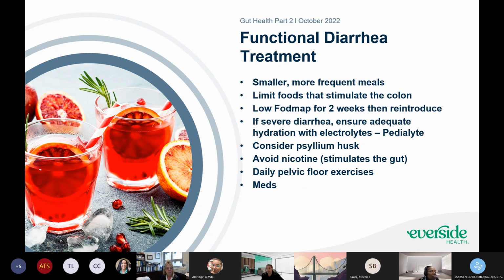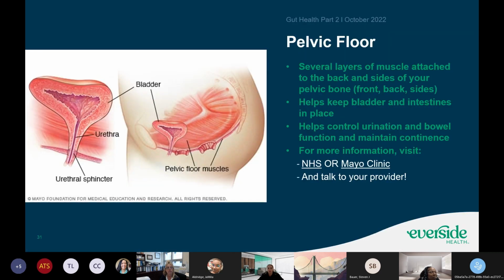Avoiding nicotine. Nicotine, again, stimulates the gut. And daily pelvic floor exercises can help as well, which, again, we'll look at that. Some meds, there are anti-diarrheal medications like Imodium. Your pelvic floor can be associated with constipation or diarrhea.